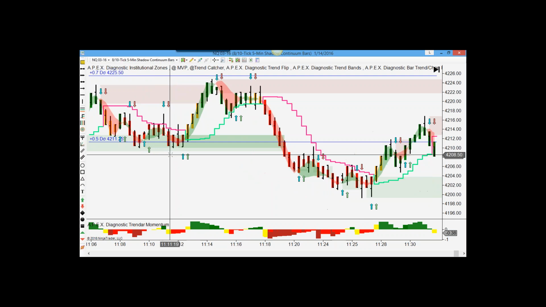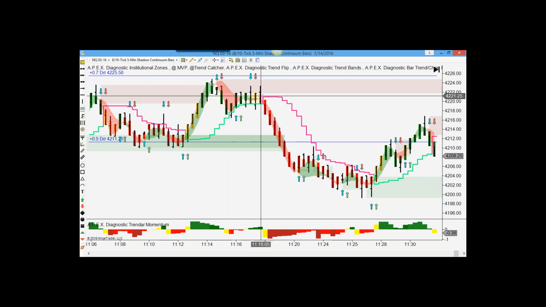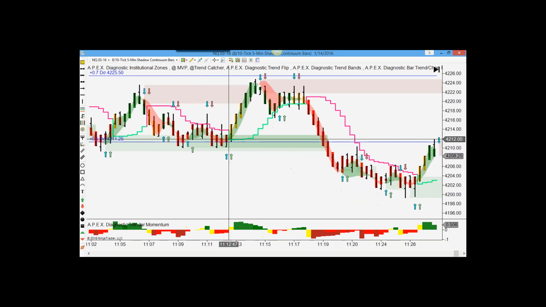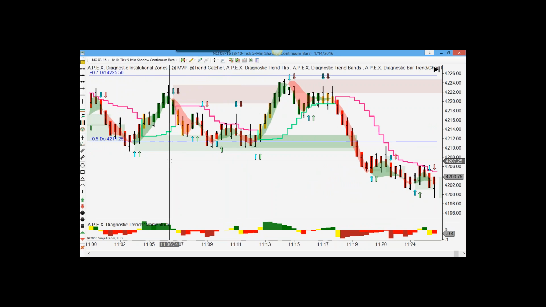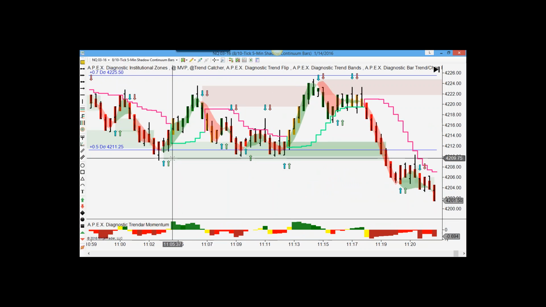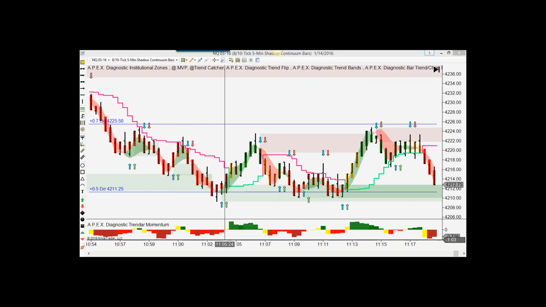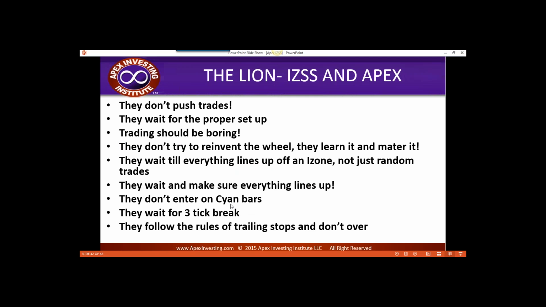They're not taking a setup where some of the rules were there, but not all of them. They're following the rules step by step. They're not trying to reinvent the wheel. They're not trying to add in 5 other indicators and try something else and make their own chart. Guys, trading should be a little boring. If you're trading right, trading should be a little bit boring.